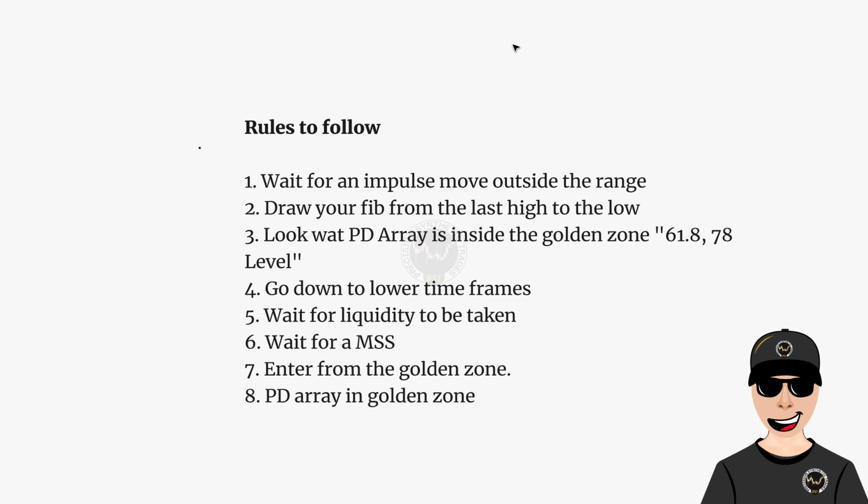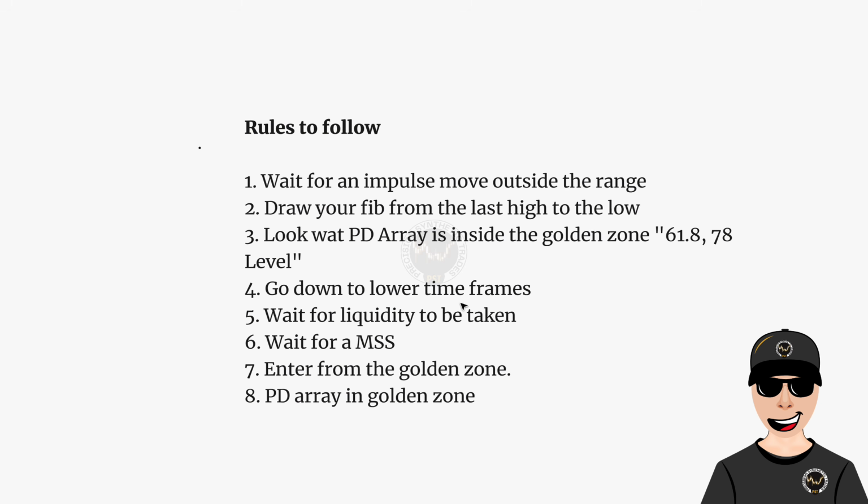Okay, so there's a few rules we need to follow. We are going to wait for an impulse move outside the range. We're going to draw our fib from the last high to the low. We're going to look at PD arrays inside the golden zone. These are my levels. You can see the golden zone for me is the 61.8 and the 78 fib level.